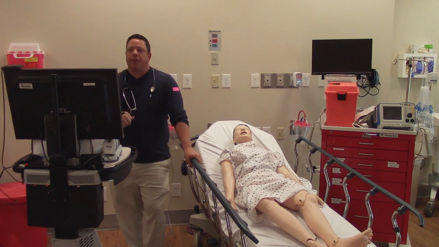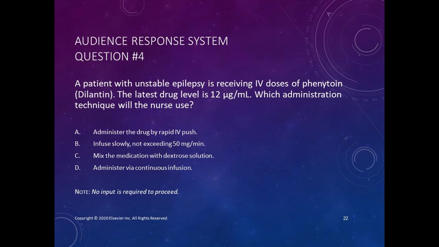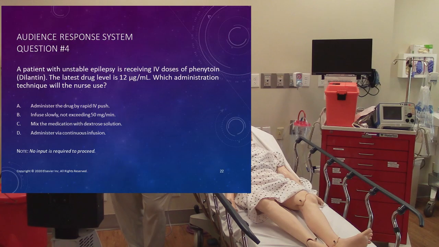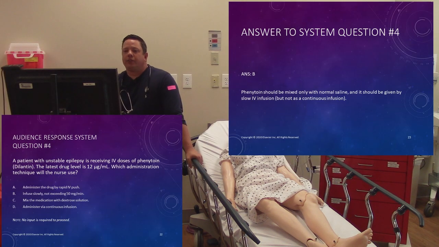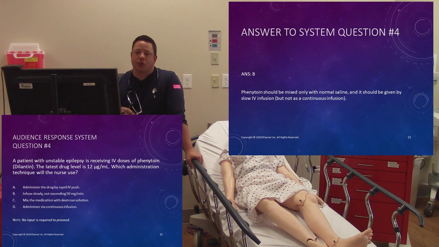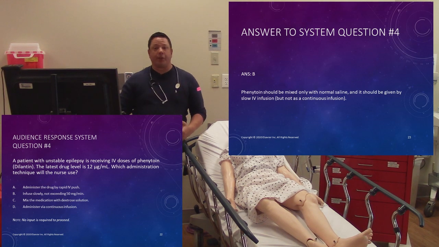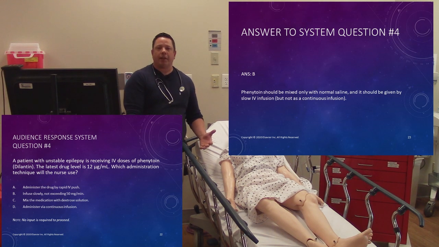So the next question, here's a practice question. A patient with unstable epilepsy is receiving IV doses of PHENYTOIN or DILANTIN. The latest drug level is 12. Which administration technique will the nurse use? The answer is going to be B. Infuse slowly, not to exceed 50 milligrams per minute, right? His therapeutic level is within normal range. Just keep giving him the medication.